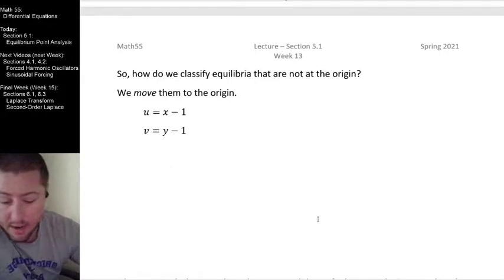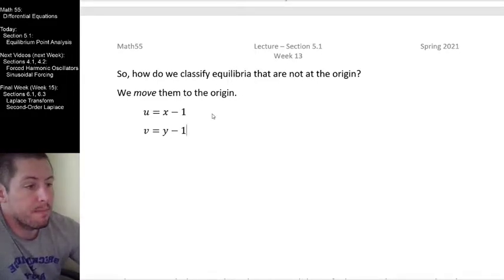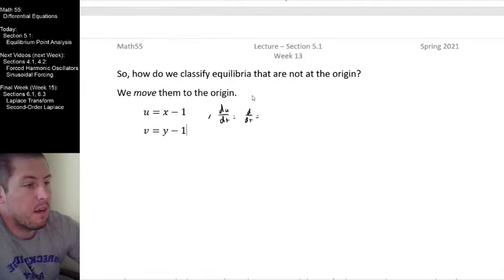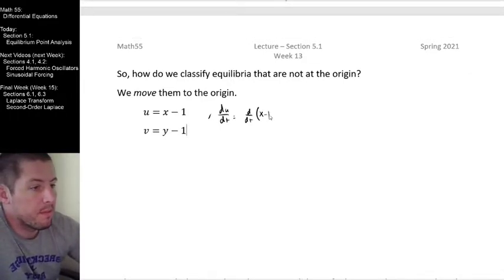So we should notice here that when we do u being x minus 1, then I'm seeing things like du/dt equals the derivative with respect to t of x minus 1. And that's just going to be dx/dt. So I'm seeing that du/dt is dx/dt, and similarly, dv/dt is equal to dy/dt. So those just get swapped out directly.